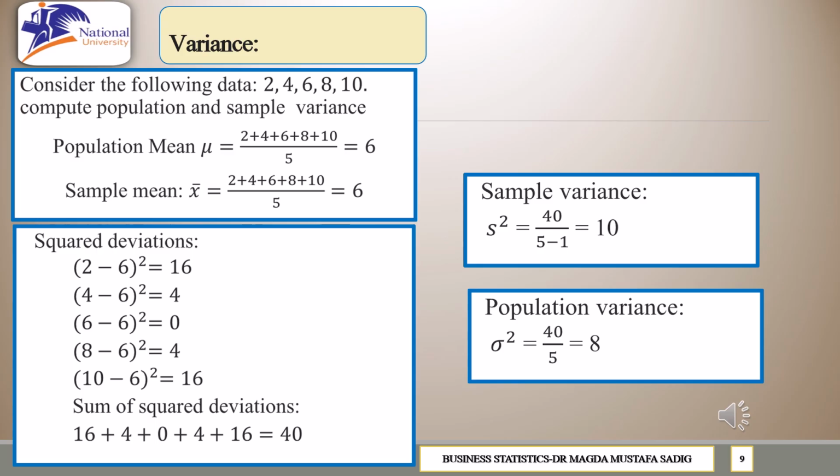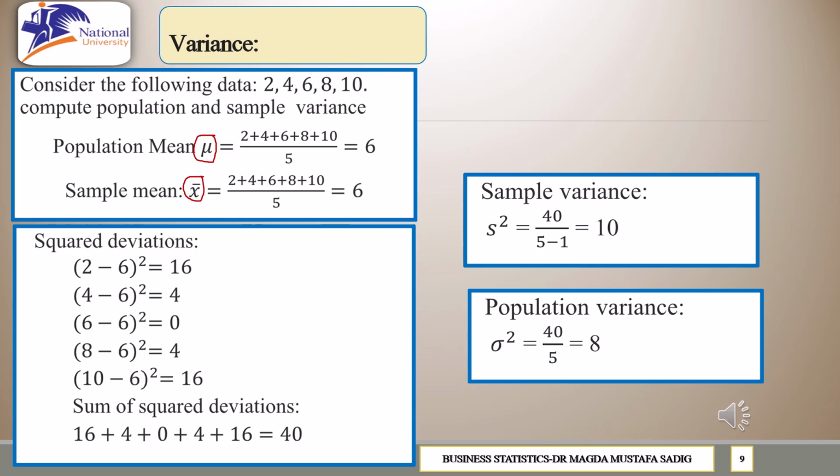This slide applies the two variance formulas to an example. The data values are 2, 4, 6, 8, 10. We divide by 5. We represent the population mean by mu and the sample mean by x bar. So we have 6 and 6, because 30 divided by 5 is 6.